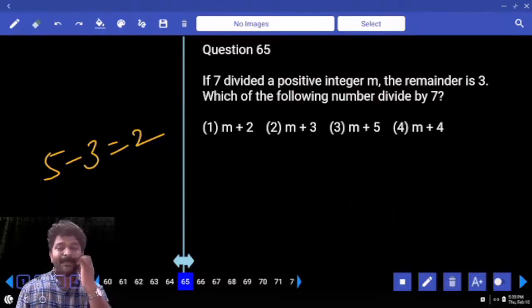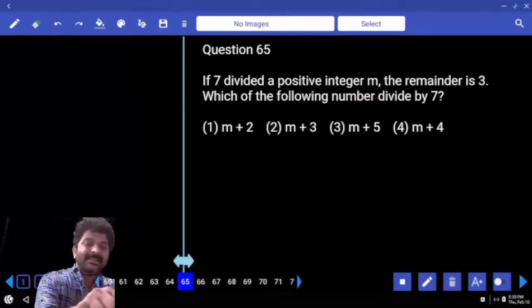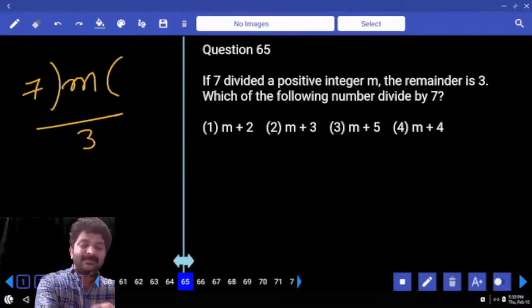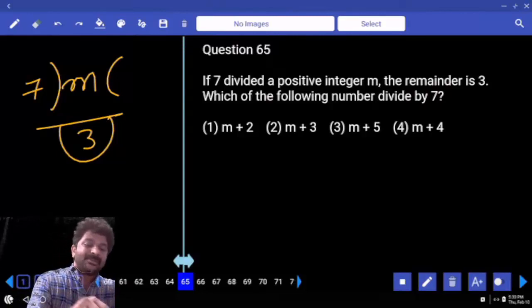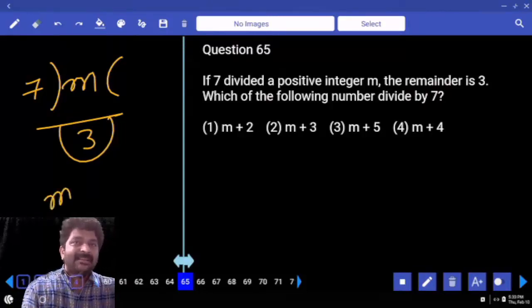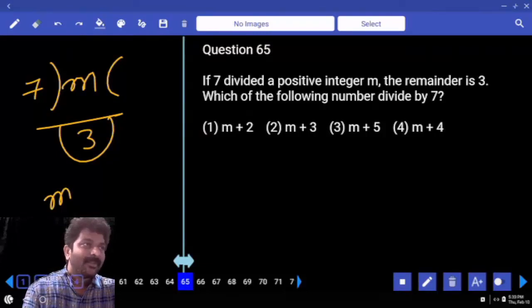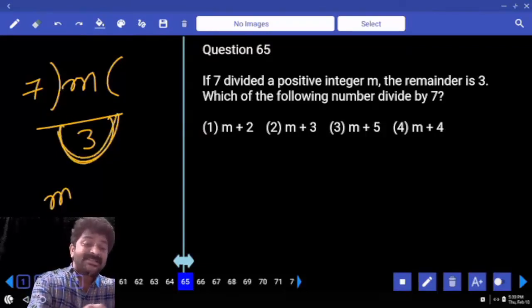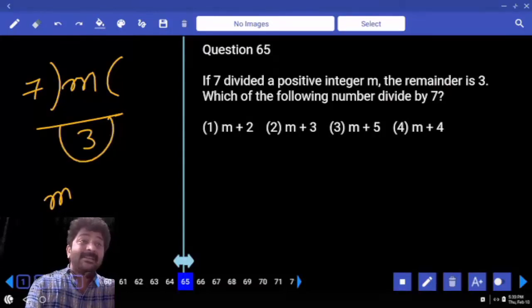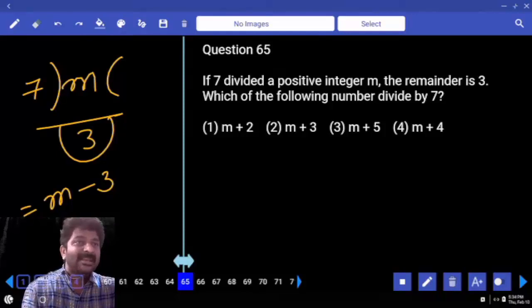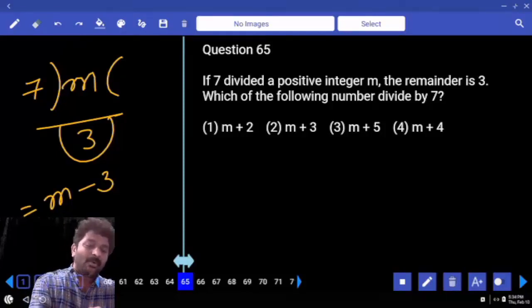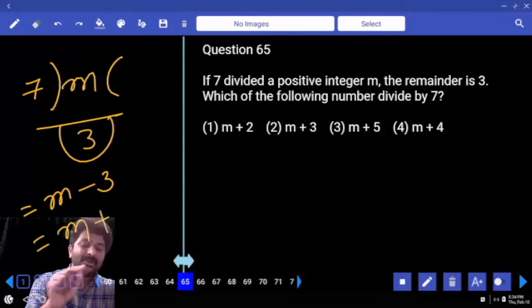If 7 divides a positive integer m, the remainder is 3. There is a positive number m. When you divide this number by 7, your remainder is 3. Now, which of the following numbers is divisible by 7? So, m is not exactly divisible by 7. Agreed? Yes or no? Why? Because there is a remainder. How much remainder? If you subtract 3, is m minus 3 exactly divisible by 7? Yes. But do you have m minus 3? No. Next. To this number, how much do you need to add to make it exactly divisible by 7?